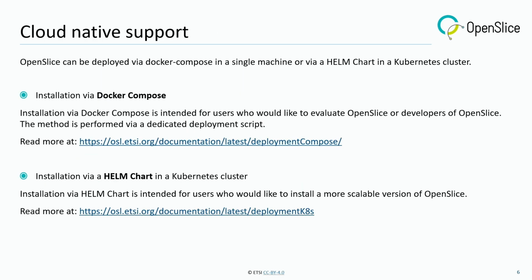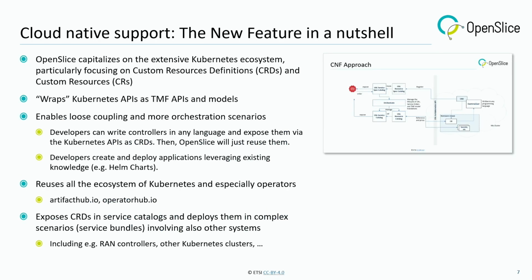When it comes to cloud-native support, which is a recent addition to OpenSlice since the last release, and of course this will be an ongoing activity, OpenSlice supports cloud nativeness both in terms of its own installation, as you can see here, which is achieved both by Docker Compose and Helm chart, but also in terms of executing and deploying services. In that sense, OpenSlice aims to capitalize on the extensive Kubernetes ecosystem that many developers are familiar with, and especially the essence of custom resources.